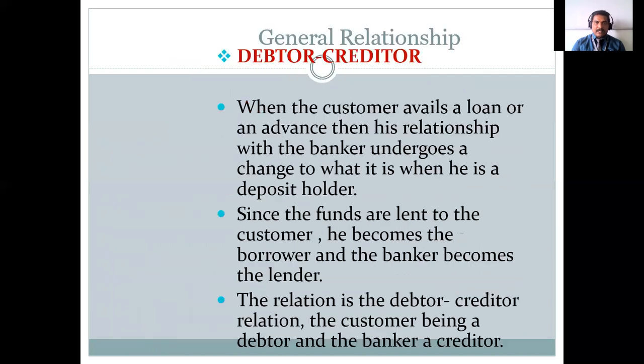The second type under primary basis is the debtor-creditor relationship. Under this, the customer is a debtor and the banker is a creditor. Why do we say this? The customer will borrow money from the bank, and the banker will lend money to the customer for some interest rate. Generally all kinds of loans come under this relationship. Since the customer is borrowing money from the banker, they are called debtor. Since the bank is giving money to the customer, they are called creditor. So this relationship is called the debtor-creditor relationship.